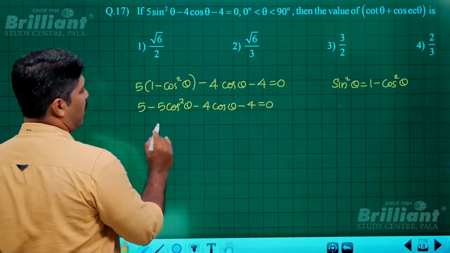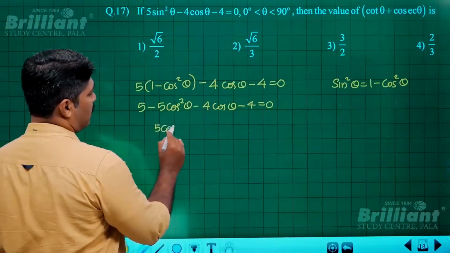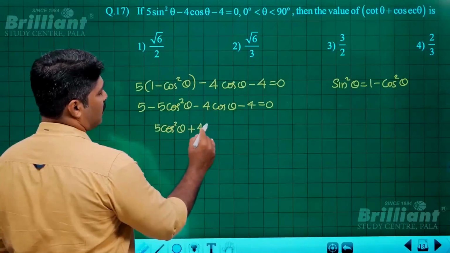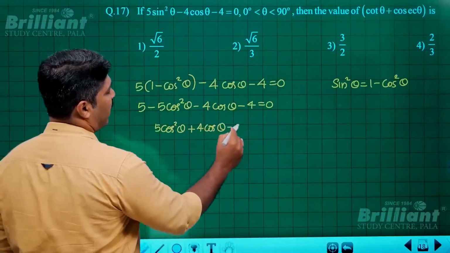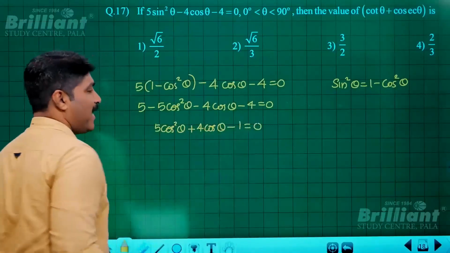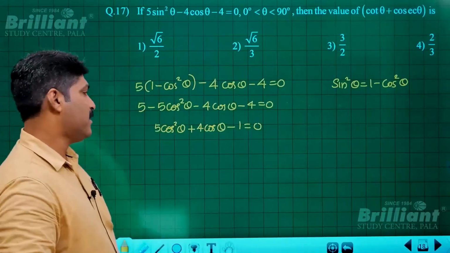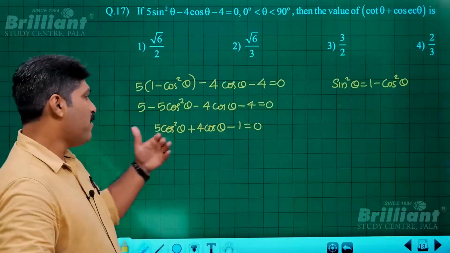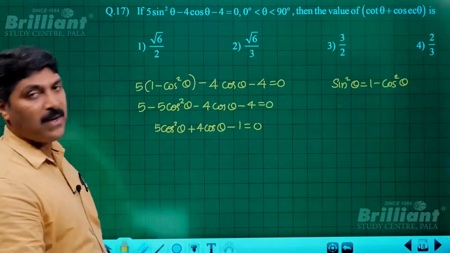Or this will be 5 cos square theta plus 4 cos theta minus 1 equal to 0. We rearrange the values like this. Then after that, we have to find out the factors of this quadratic. Then only we can reach the conclusion of the value of cos theta.